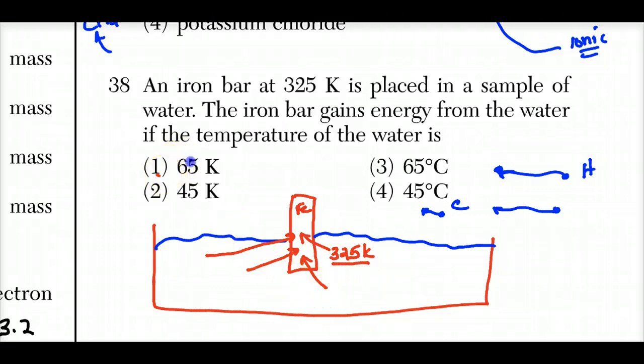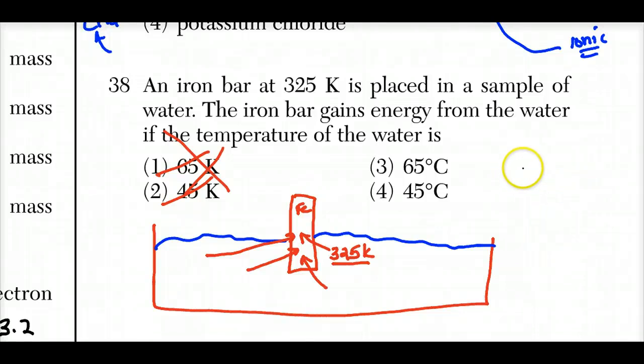Well, 65 and 45 Kelvin do not cut it. They're just too small. And if this was the temperature of the water, the iron bar is warmer and energy would flow from the iron bar to the water. So this cannot be. Now, your other choices are in Celsius, and the temperature of the bar is in Kelvin. So a couple different things you could do here. What I'm going to do is convert my Celsius to Kelvin. And I know that Kelvin equals Celsius plus 273. It's the same scale, the same size, except that Kelvin starts 273 degrees sooner.